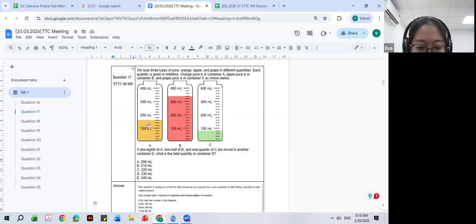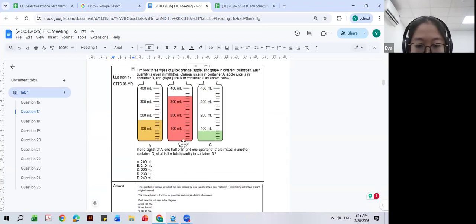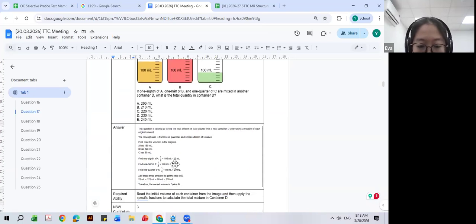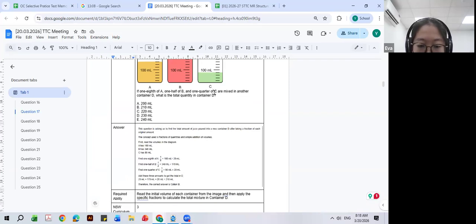First, we have A is 160, so 1/8 of the orange is 20. We have B, apple is 340, so a half of apple is 170. And we find C, so 1/4 of C is 20. And we find the quantity of container D. I take A plus B plus C. We have 210 milliliters.